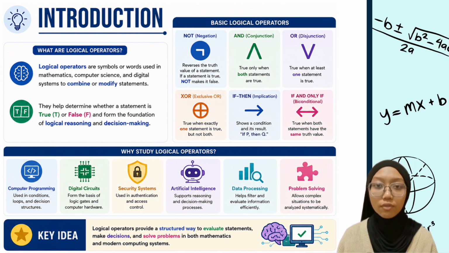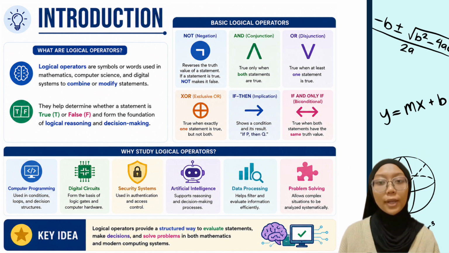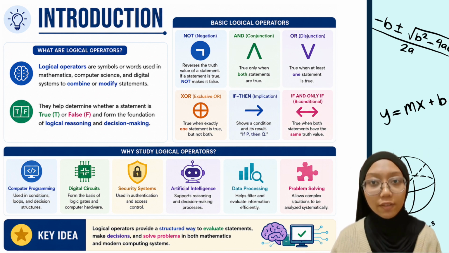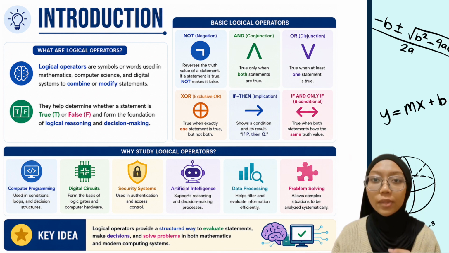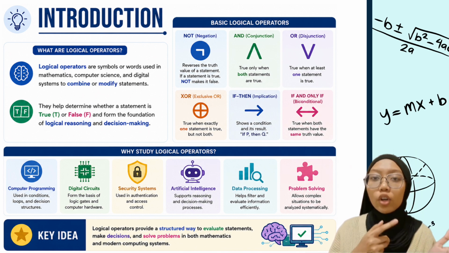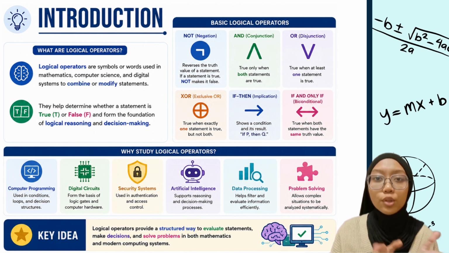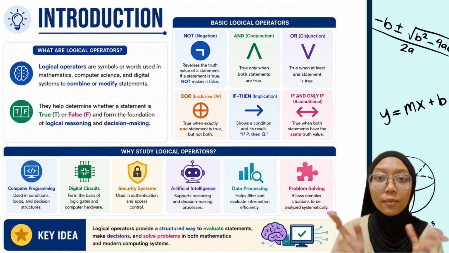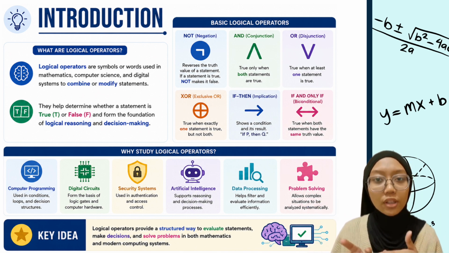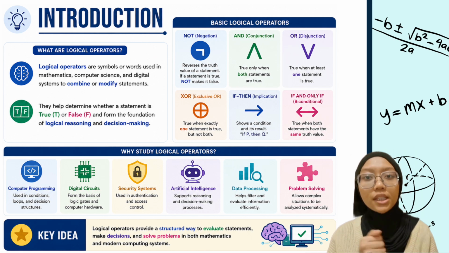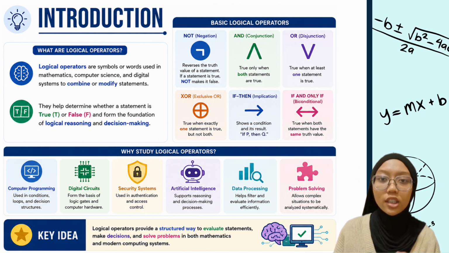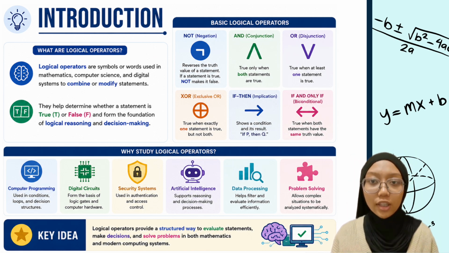XOR, or exclusive OR, is slightly different because it is true when exactly one statement is true, but not both. We also have if-then, which shows a conditional relationship. It means that if one statement happens, then another statement follows. Finally, if and only if is true when both statements have the same truth value, meaning they are either both true or both false.